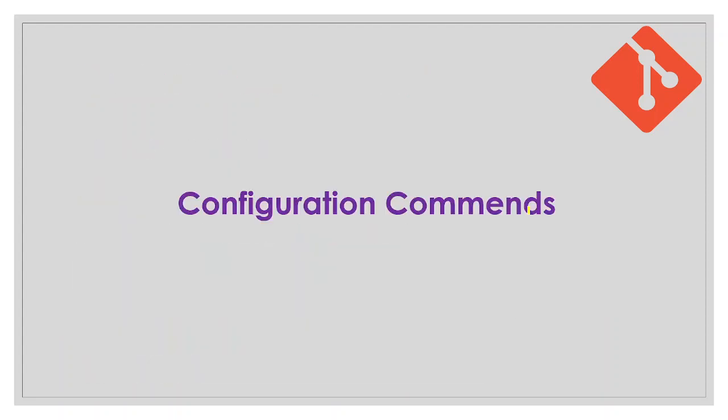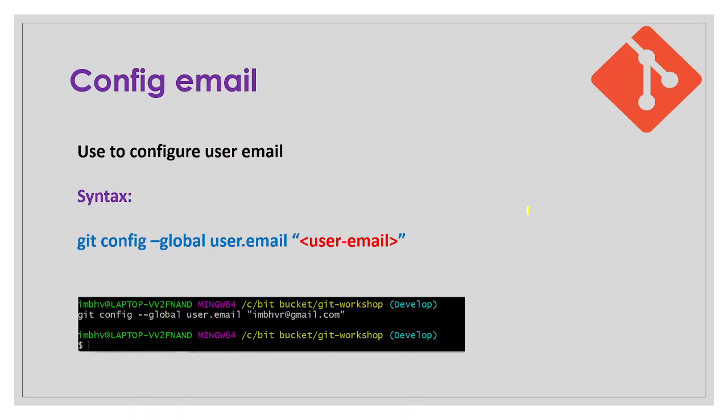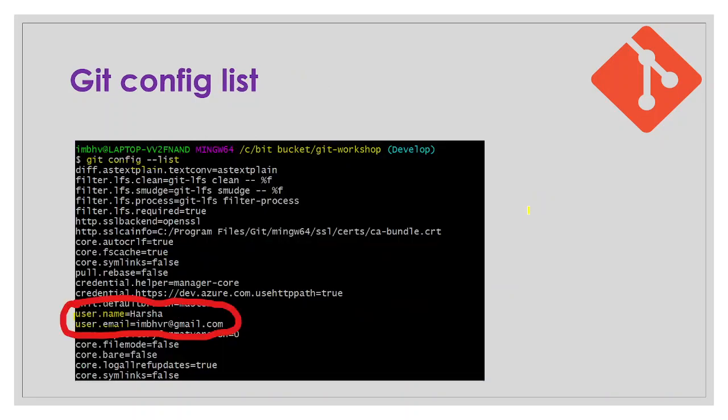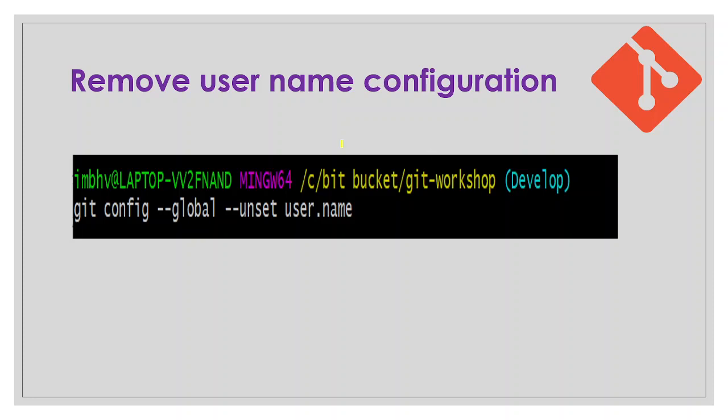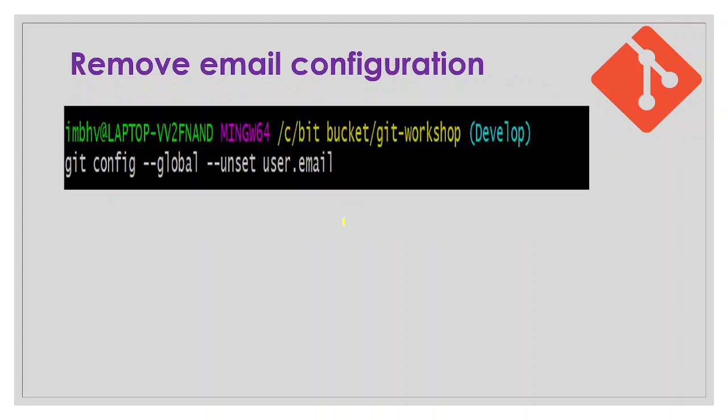Okay. So if you have given a wrong username or wrong user email ID, in those cases you can remove those and reconfigure it again. That is by using git config --global and unset the username or unset the user email. You can unset these two things. This is the one way to do it.